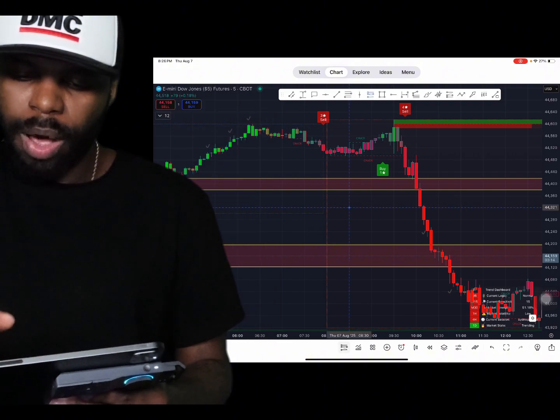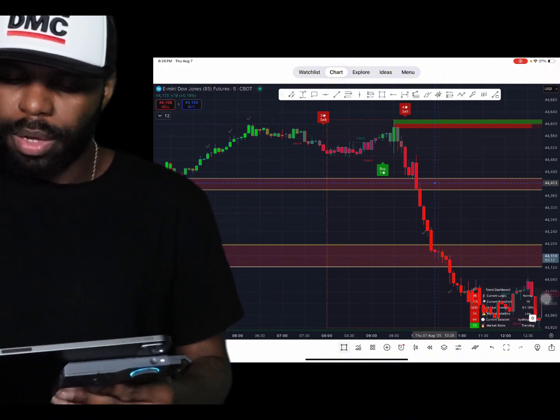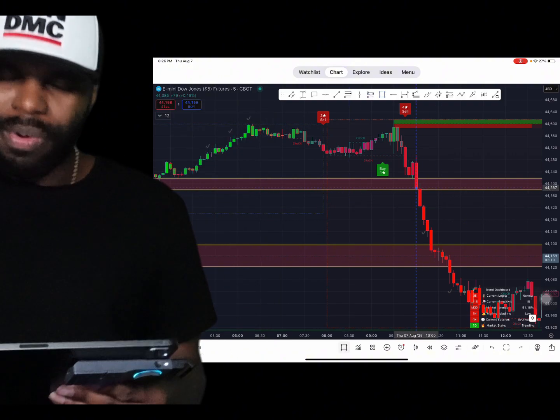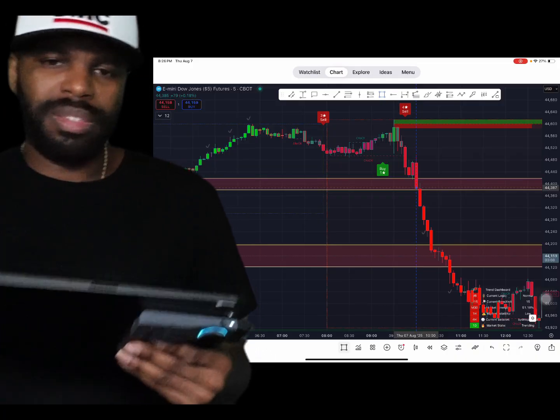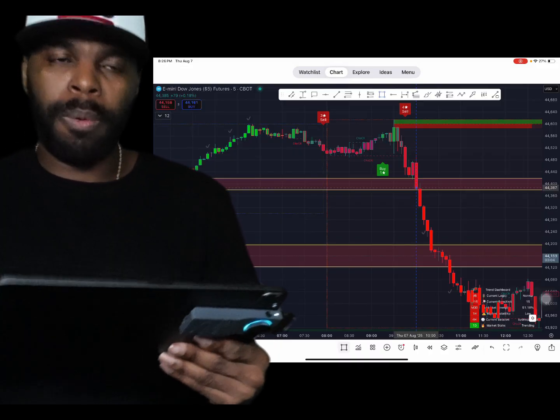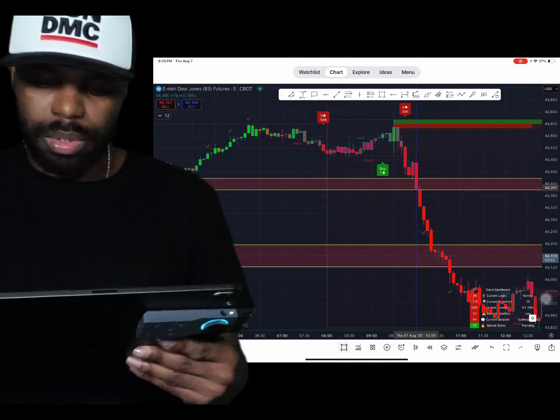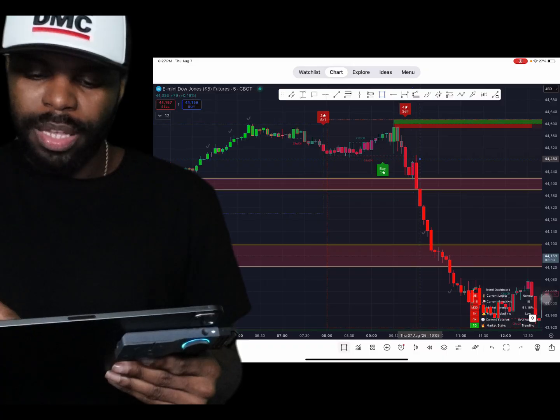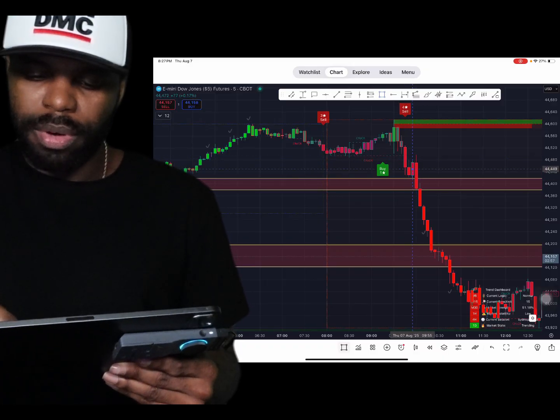That's why I like to use these zones, because price likes to retest these zones. It's either going to break the zone, or it's going to break and retest, or it's going to reject those zones. And if you didn't take the trade here, you could have just waited for confirmation.